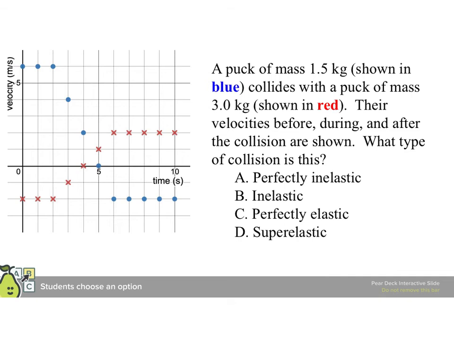Change of pace, these are the kind of questions they seem to love on these tests. They say a puck of mass 1.5 kilograms, which is shown in blue, collides with a puck of mass 3 kilograms, shown in red. Their velocities before, during, and after the collision are shown. What type of collision is this?